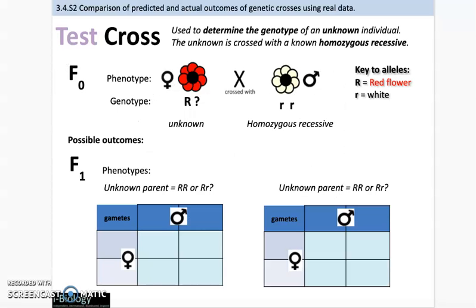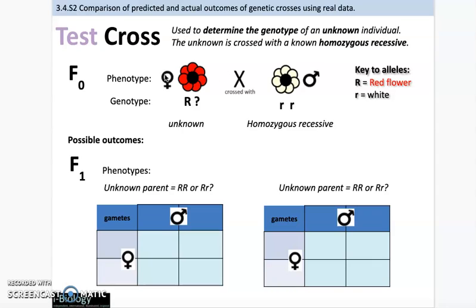Okay, so the next concept that we're going to get into is about what we call test crosses. These are crosses that are used with a homozygous recessive individual and an unknown individual. When we say crosses, we're talking about breeding a male and a female organism, crossing their genes with each other to create some offspring. A test cross is used to determine the genotype of an unknown individual.